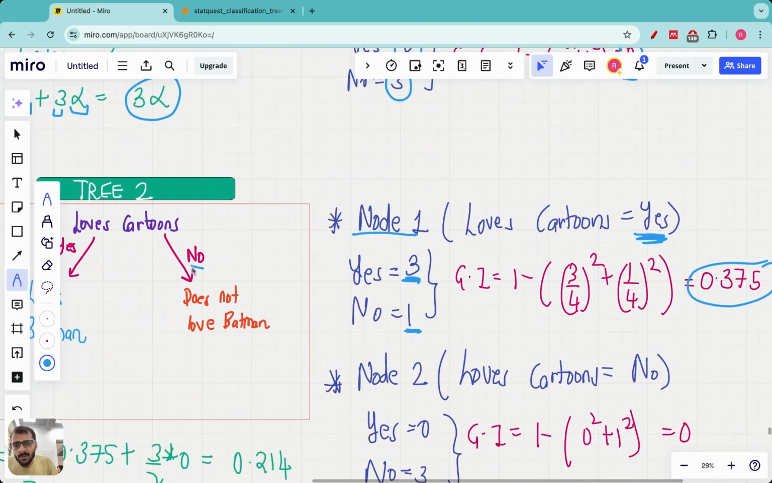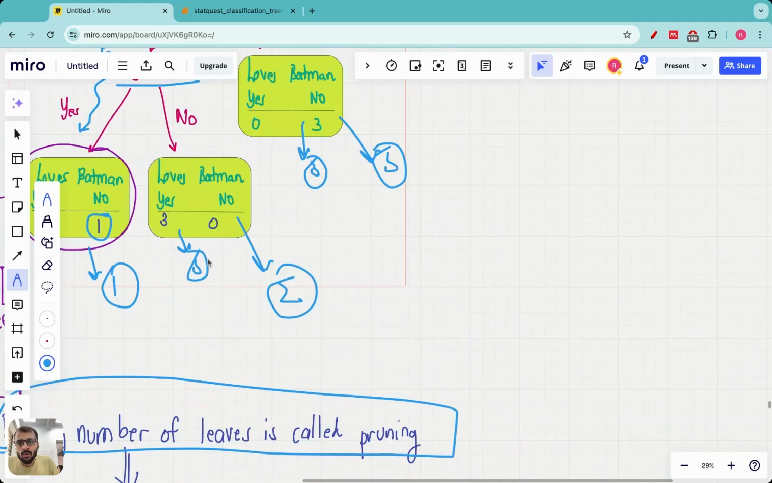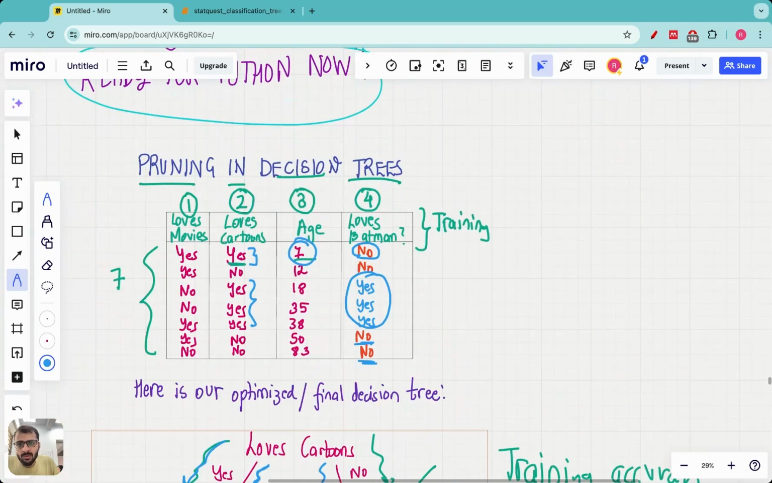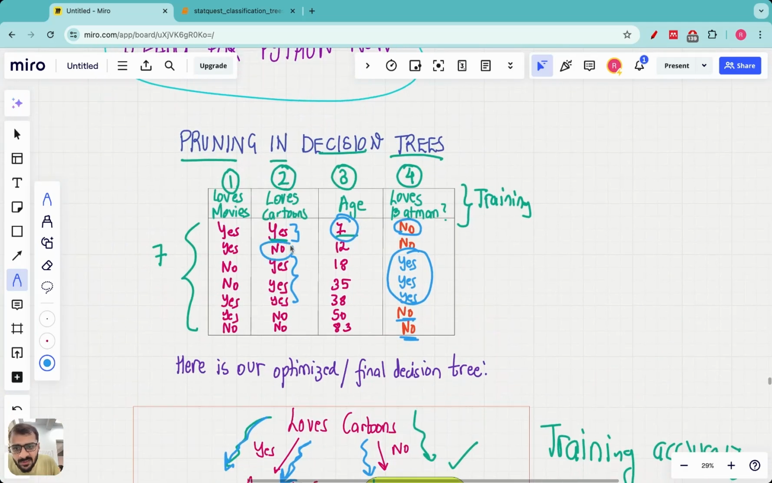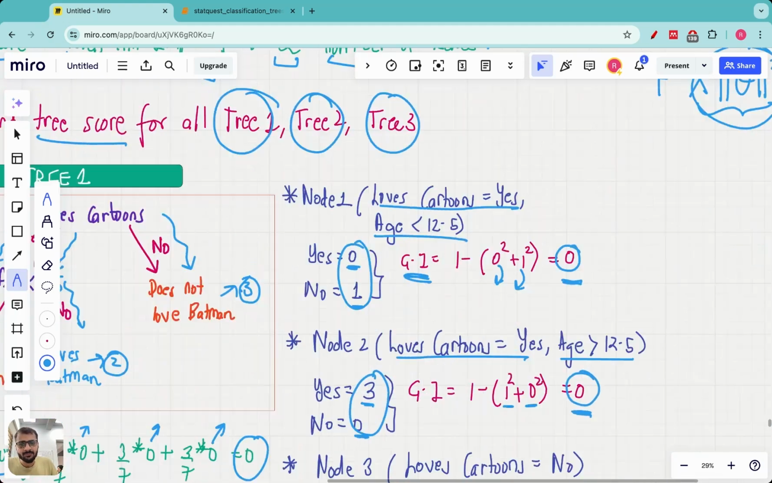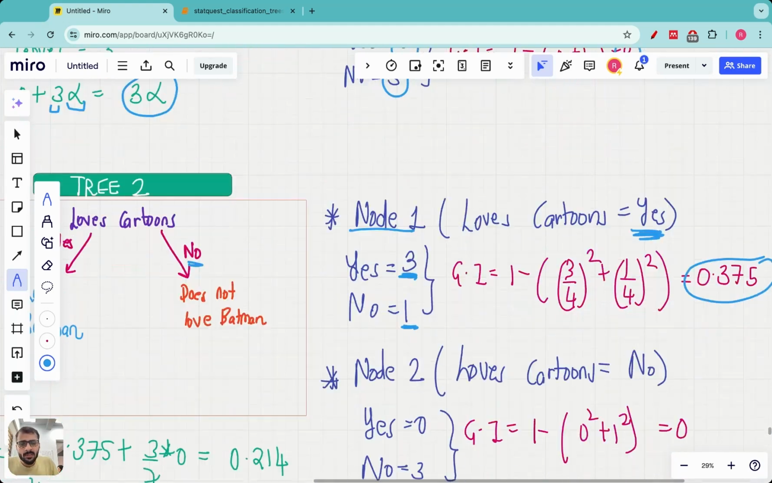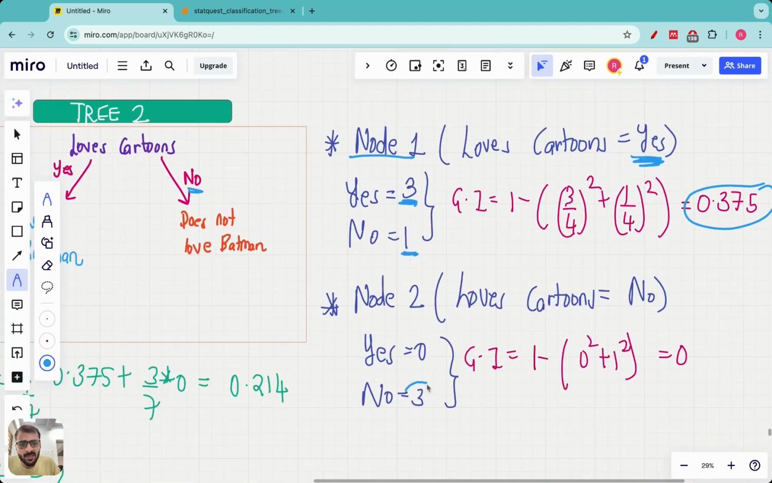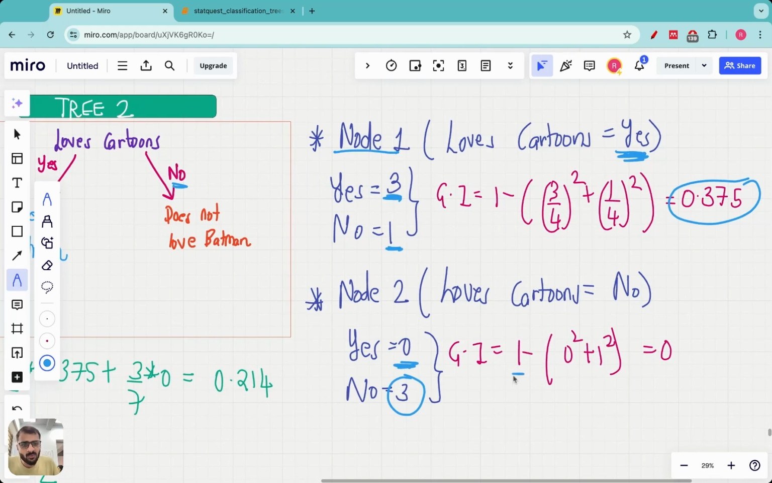Now let's look at node number 2. Node number 2 is all those people who don't love cartoons. So it is this person, these 3, and we can say that they do not love Batman. So this is going to be a pure node. So in node number 2, I have 3 no's and 0 yes. It's a pure node. So the Gini impurity is 1 minus (0 squared plus 1 squared), which is equal to 0.